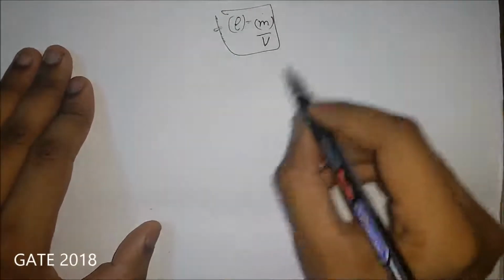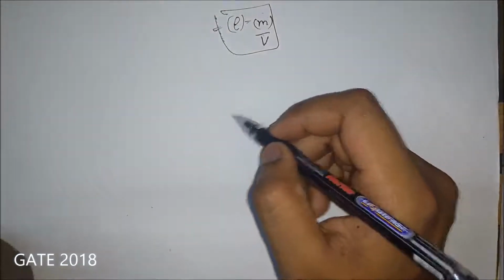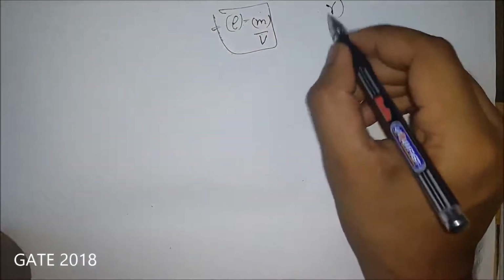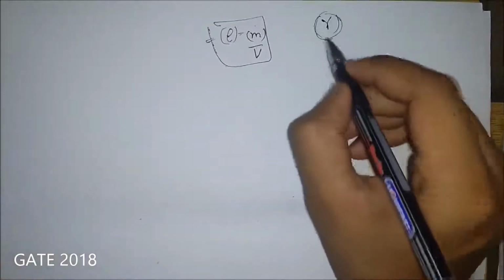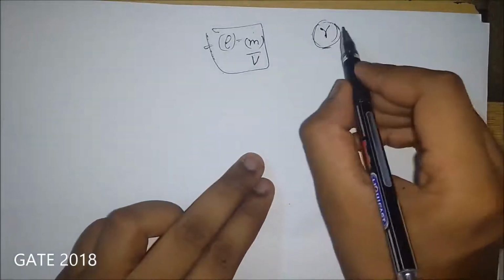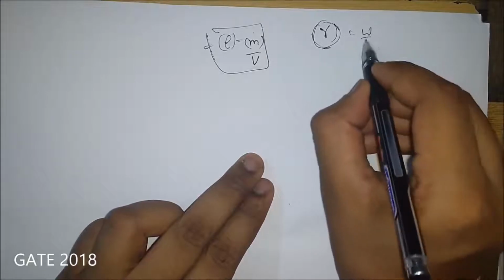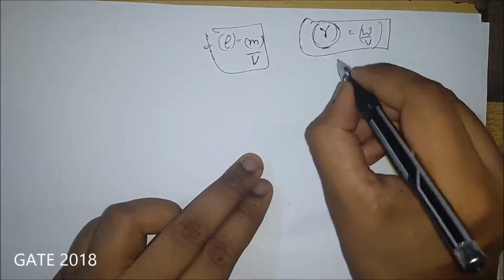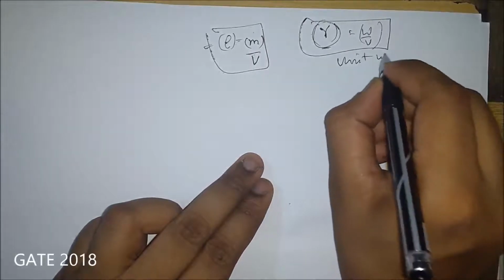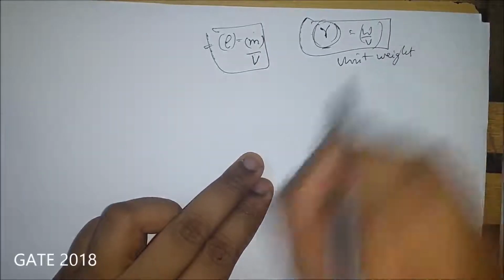But in geotech, we'll use something different. I'm sure you would have seen this. This is called gamma, and it's defined as weight per unit volume. This is called unit weight. We'll be using unit weight all the time from now on. So we were talking about the unit weight.